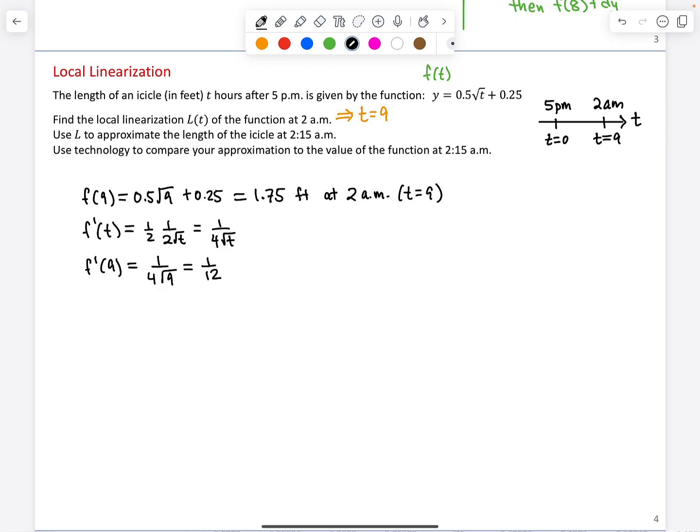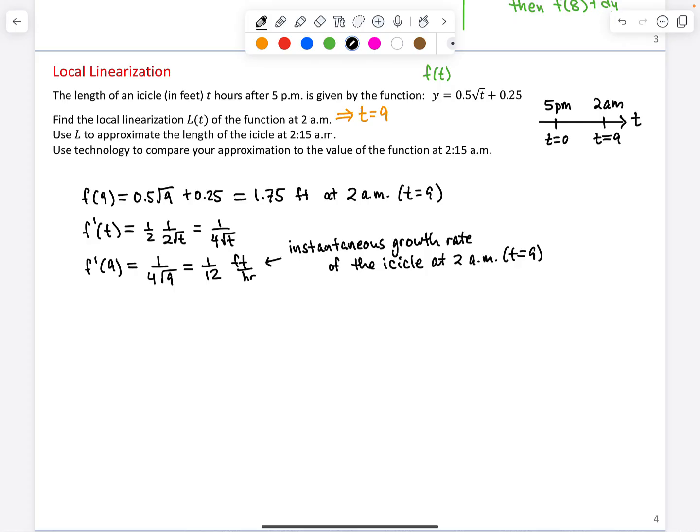Now this is a rate of change. It's measured in feet per hour, and it's positive, suggesting that the icicle is growing at the instantaneous rate of 1/12 feet per hour, in other words, 1 inch per hour, at 2 a.m. We'll call this the instantaneous growth rate of the icicle at 2 a.m., in other words, when t is 9.